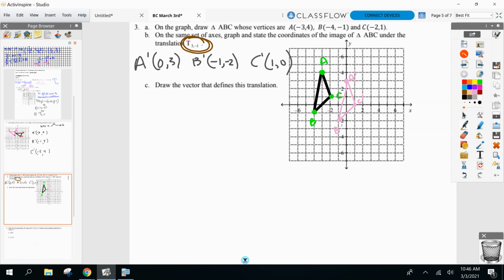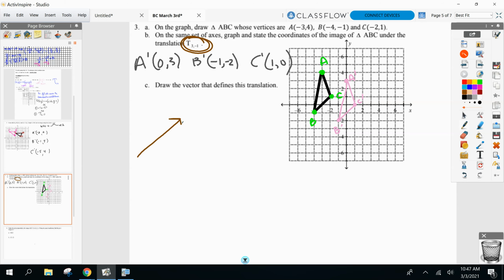Now, part C, draw a vector that defines this translation. So I need a vector drawn. First, I have to know what a vector is, that shows me that you went right 3, down 1. Have they talked about it yet in science? Maybe not. A vector is an arrow. I'm going to put it on the graph here. Please don't do it until I put it on the graph.